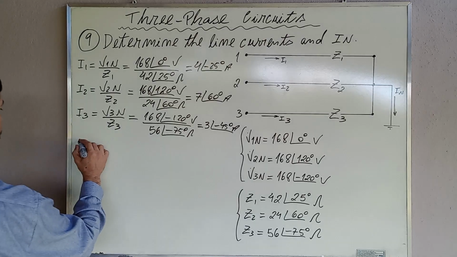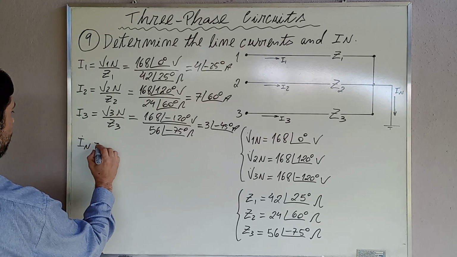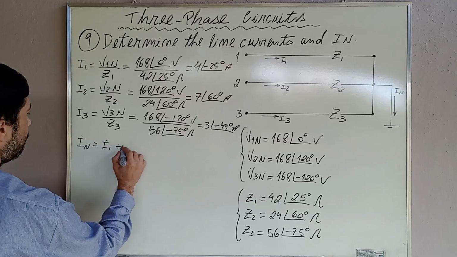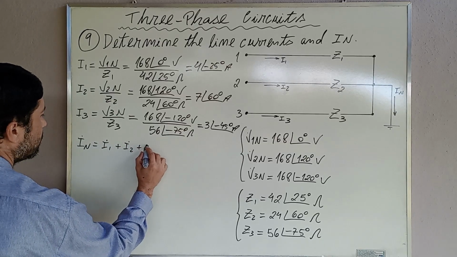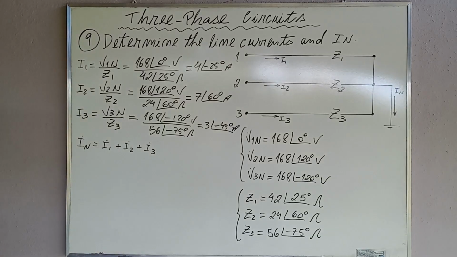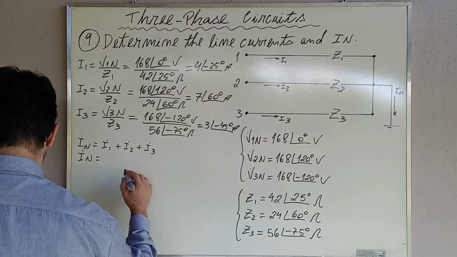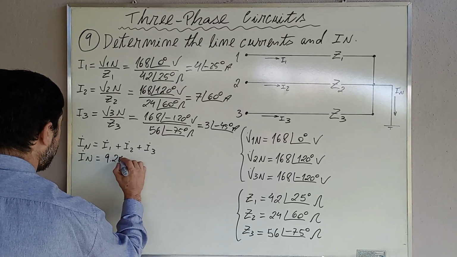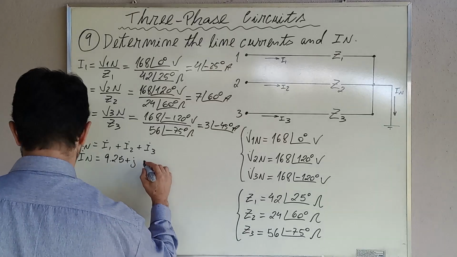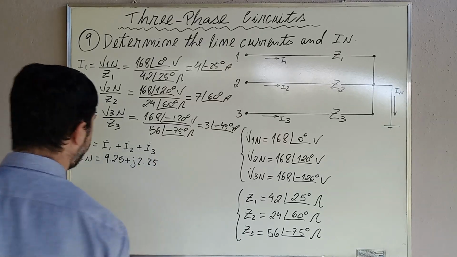IN is equal to I1 plus I2 plus I3. To calculate IN, we convert I1, I2, and I3 to the rectangular form and sum the real part and the imaginary part. In this way, IN is equal to 9.25 plus j 2.25.